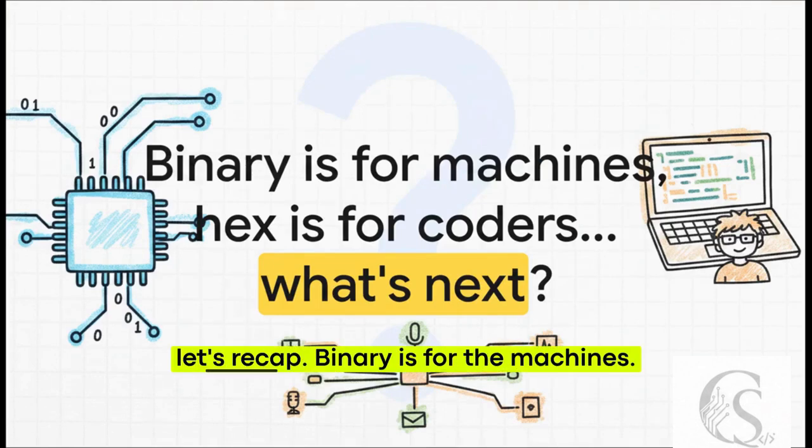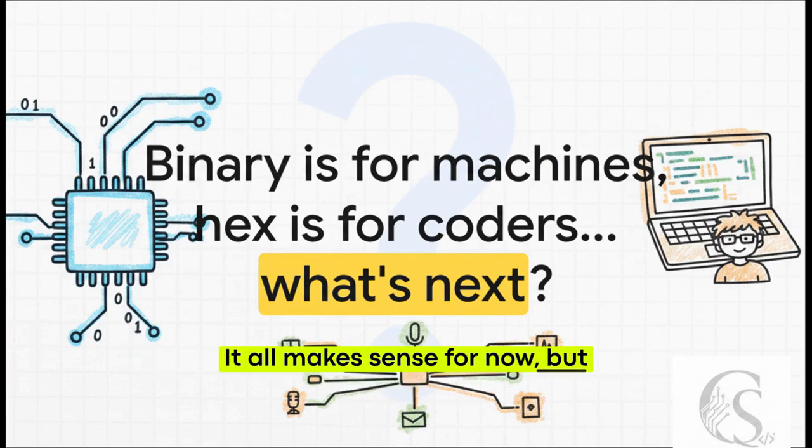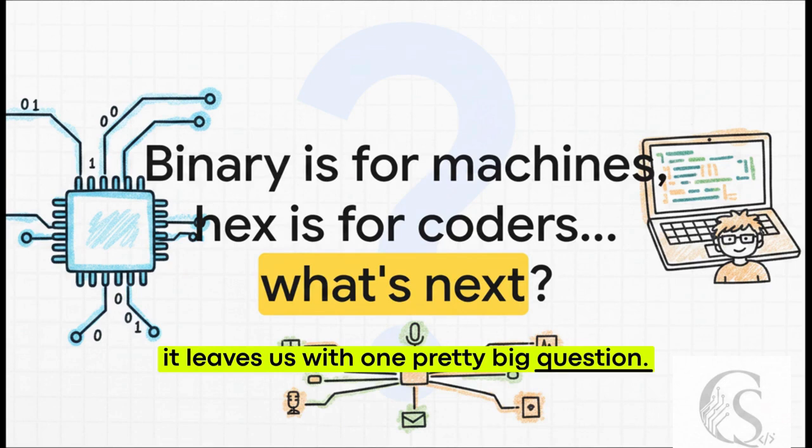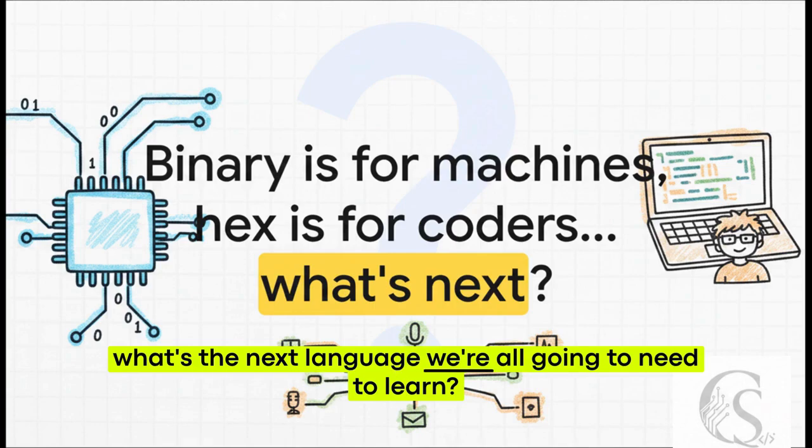So, let's recap. Binary is for the machines. Hexadecimal is for the coders who talk to the machines. It all makes sense for now, but it leaves us with one pretty big question. As our technology gets smarter, and the conversations we have with our devices get way more complex, what's the next language we're all going to need to learn?